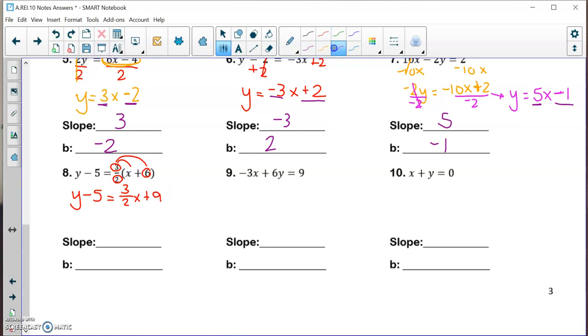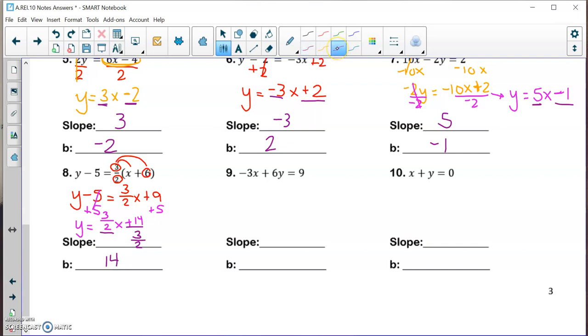Continuing to isolate y, I'm going to add 5 to both sides. So I wind up with y is equal to a 3/2 x plus a 14. Y is isolated. My coefficient of x is my slope. My constant is my y-intercept.